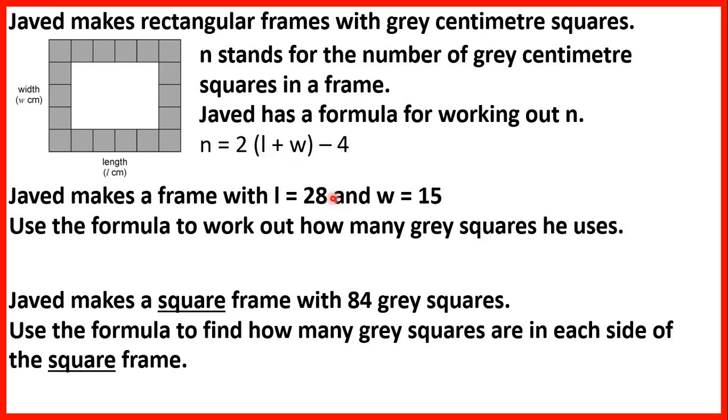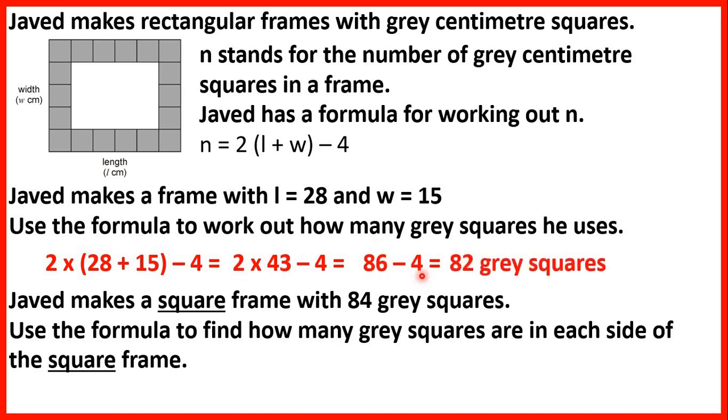So we can write 28 and 15 into our formula. So we have 2 times (28 plus 15) minus 4. 28 plus 15 is 43, and 2 times 43 is 86. So if we subtract 4, that gives us 82 grey squares.